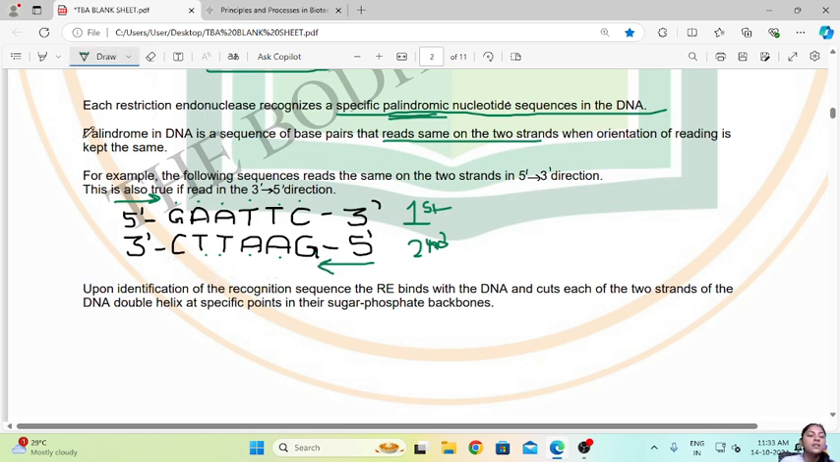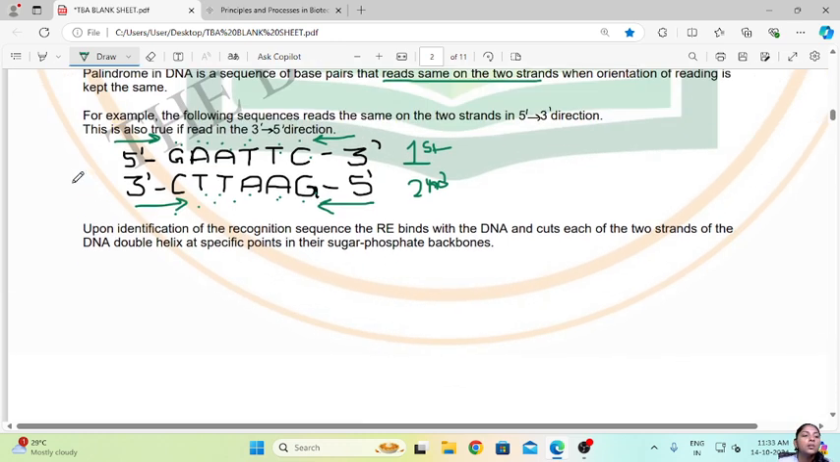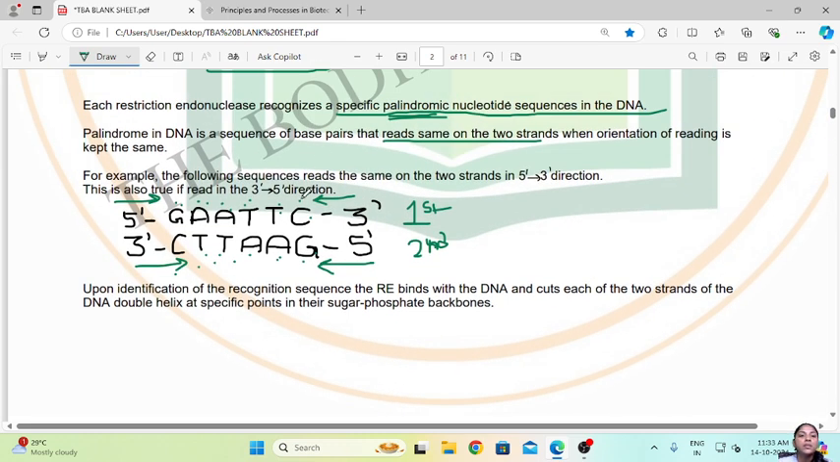Such a sequence is called palindromic sequence, and it will remain the same if we read from 3' to 5' also. So we have C, T, T, A, G. From here also C, T, T, A, G. So now this is the palindromic sequence or the recognition sequence.